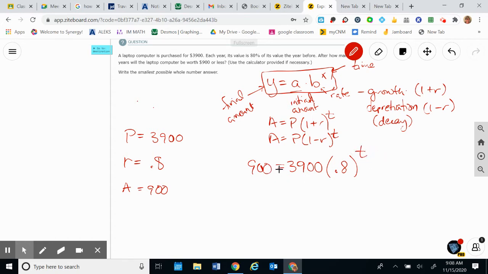Okay, and we want it to be less than 900. I hope I did that one right. That makes sense, right? Okay, the value is going to be less than 900. So you're going to divide by 3,900, same as we did before.